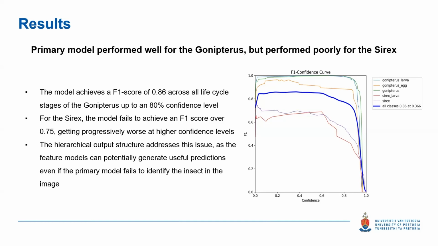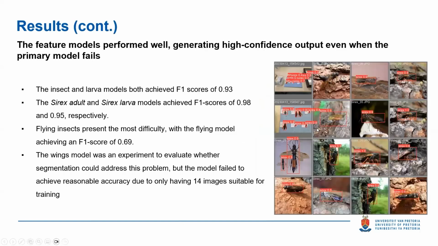So on the right, we see the F1 confidence curve plotted, with the dark blue line being the overall model performance. And we can see that all three of the Gonipterus life stages perform better than the average, whereas the Sirex, the bottom two lines, perform much more poorly and drop off rapidly after 0.6 confidence. For the secondary models, the feature models, we see these performed well, generating high confidence output even when the primary model fails to make a prediction.